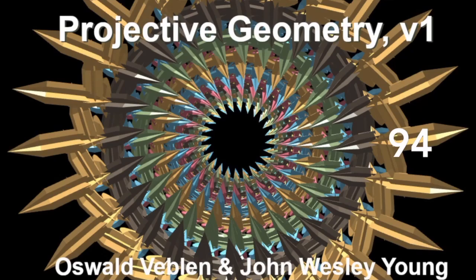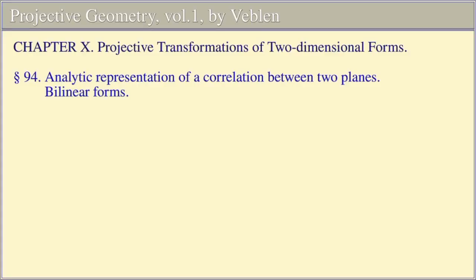Projective Geometry, Volume 1, by Oswald Veblen and John Wesley Young. Chapter 10, Projective Transformations of Two-Dimensional Forms. Section 94, Analytic Representation of a Correlation between Two Planes, Bilinear Forms.